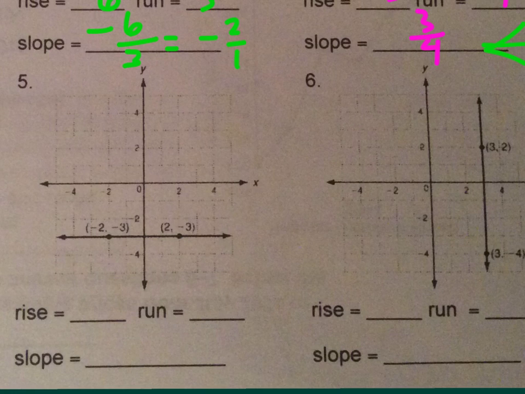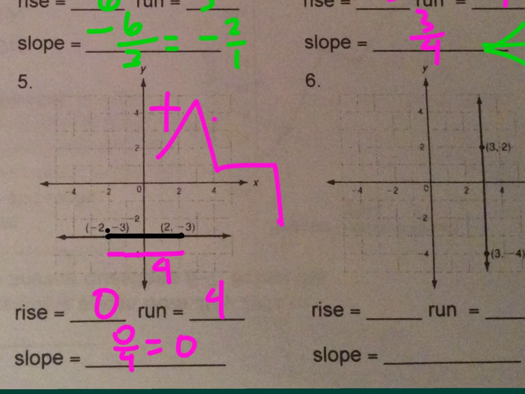On number 5 and number 6, notice here's your line. There is no rise, but from -2 to +2, there's a run of 1, 2, 3, 4. So there's a run of 4, there's a rise of 0, 0 to 4, and so when you put a slope of 0 over 4, that is just 0. So if you recall my picture, positive, negative, 0, and then undefined, that's a 0 slope.